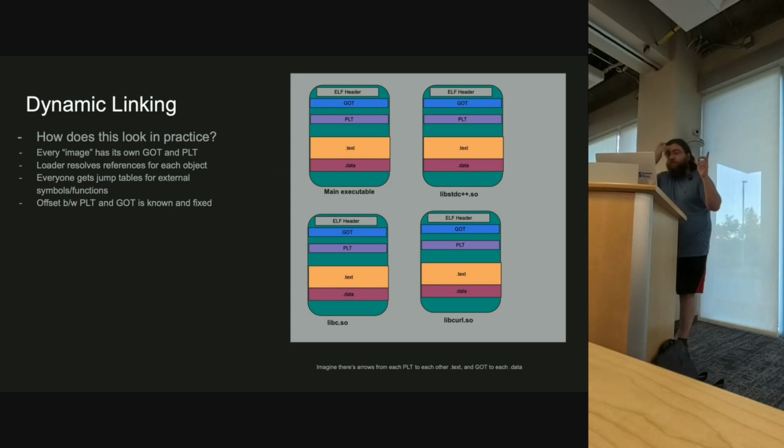Okay, so how does this actually look? When you're loading a whole bunch of shared libraries alongside your executable into memory, let's assume this gray box in my crude model is memory. Every single image, where an image is either the main executable or a shared library, is going to have its own global offset table and procedure linkage table specific to that image. And the loader is going to have to fill in all of those references for each image.